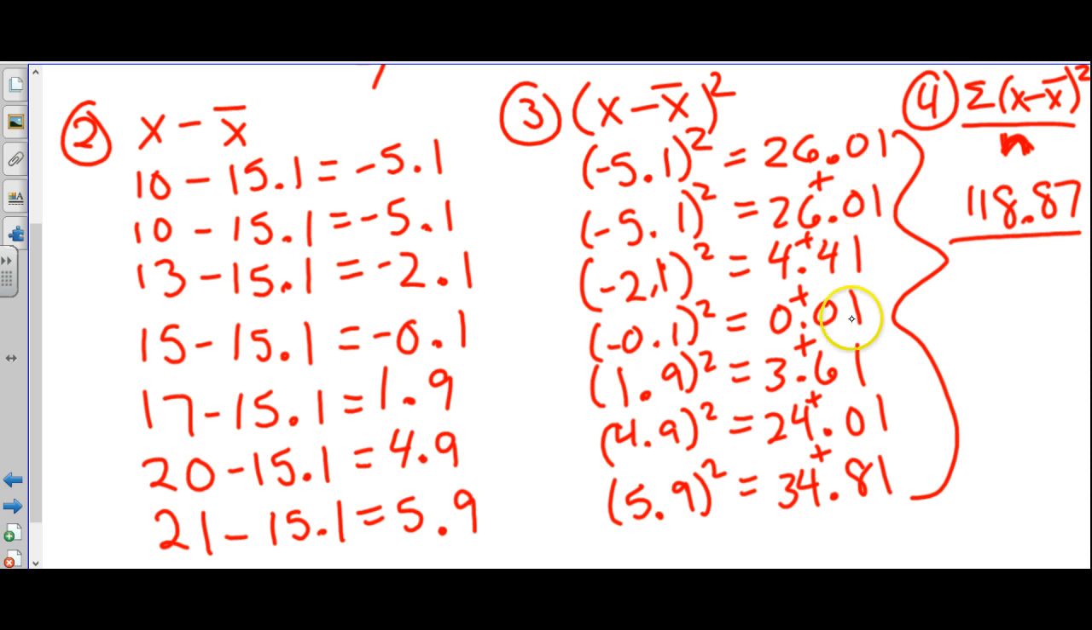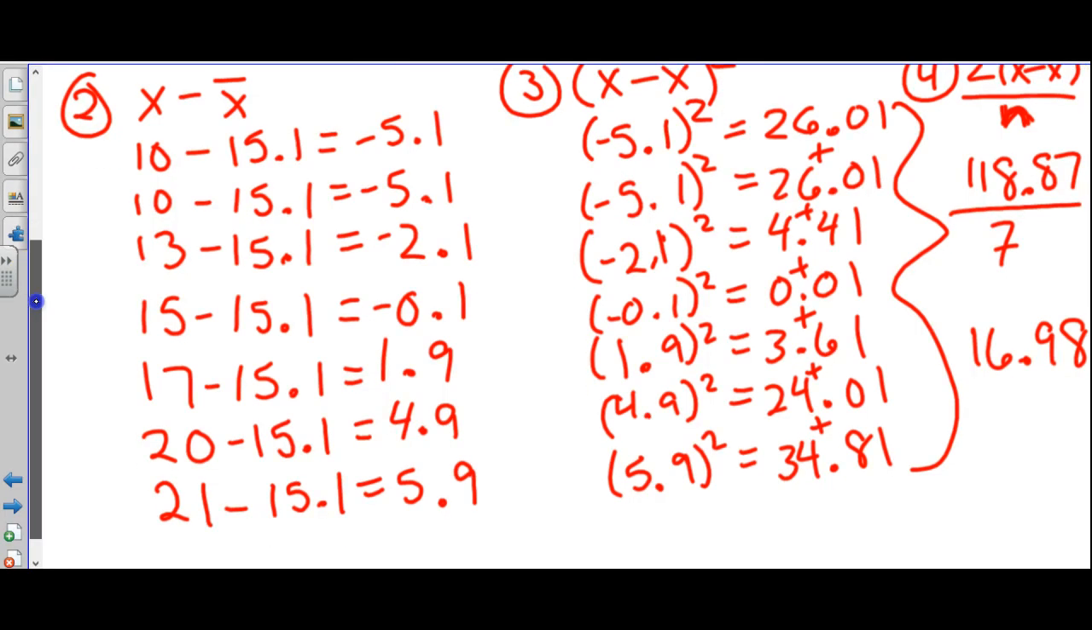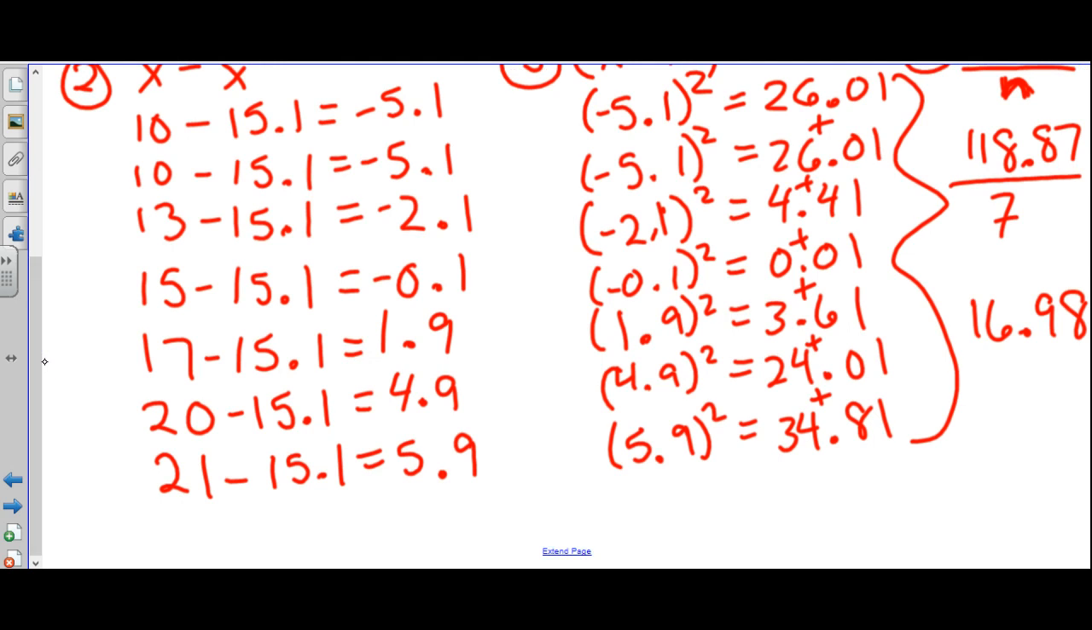And then we are dividing by the number of numbers. There are 1, 2, 3, 4, 5, 6, 7. So we have divided by 7. That gives us a number of 16.98. Again, that's approximately. There were more decimal places, but we're trying to keep it simple as possible.